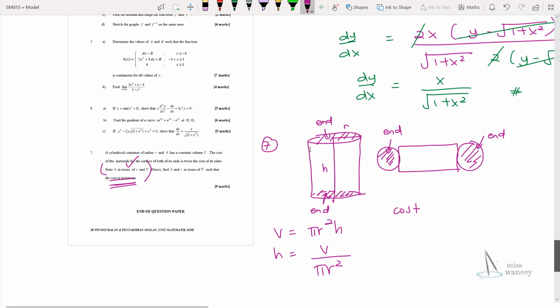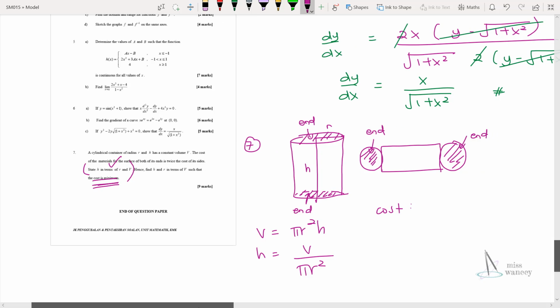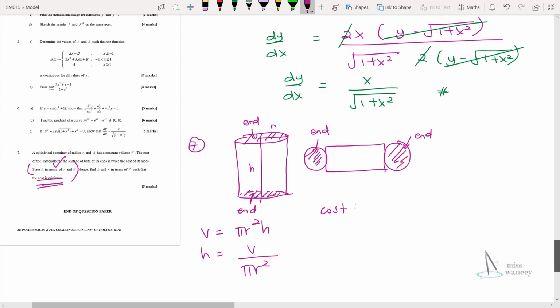Okay, so I need to make sure I write down the formula for the cost. So this is actually the surface of both of them. So I know this surface, this is actually a circle. So the formula for the circle is pi r square. This is also pi r square. So I got 2 pi r square. And then for this one, I actually have h over here. So this is the height, and then this is 2 pi r. So I have 2 pi r h. So this is for the rectangle.